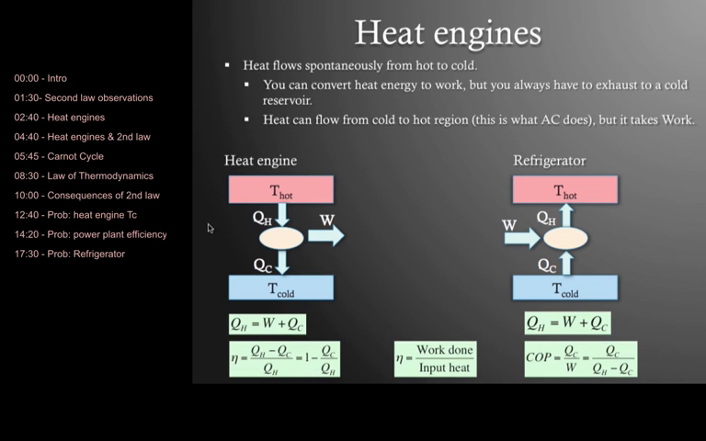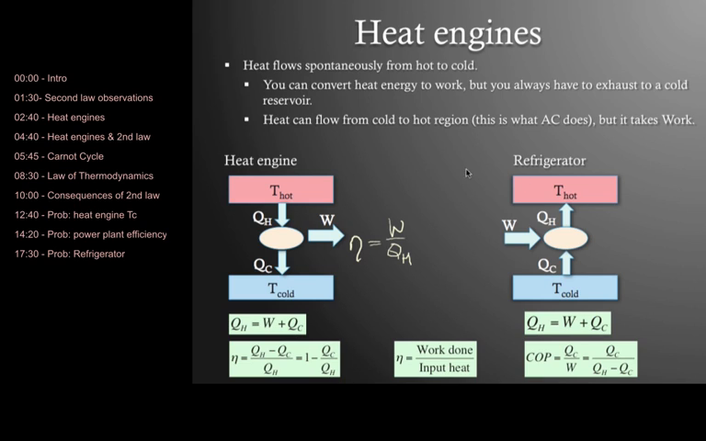So if you want to know how efficient this thing is, you want to ask what is the work that's being done, and then divide it by how much energy you input. So for this, our efficiency would be the work over QH. And we can rewrite this in terms of QC. We can rearrange this and get 1 minus QC over QH.